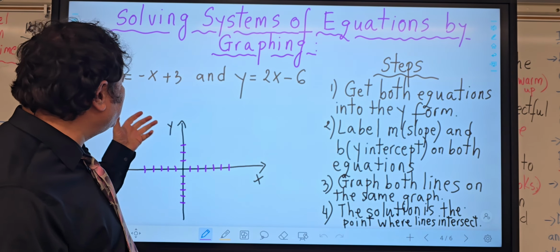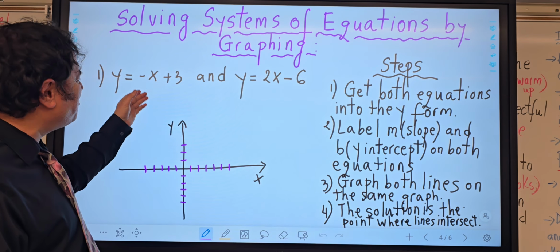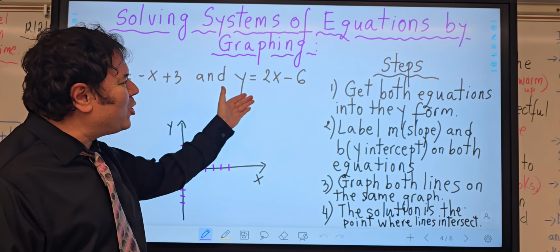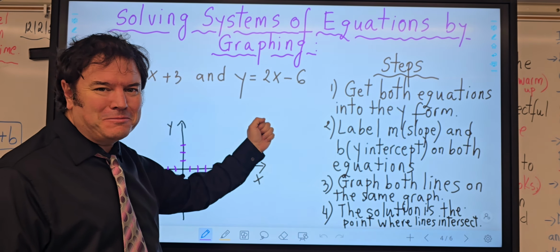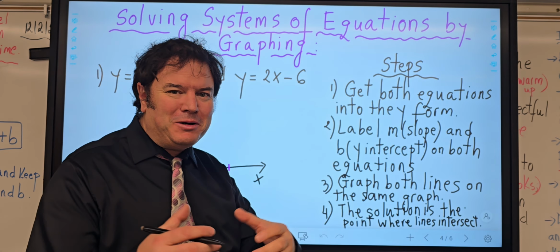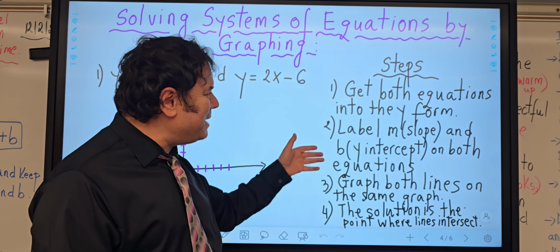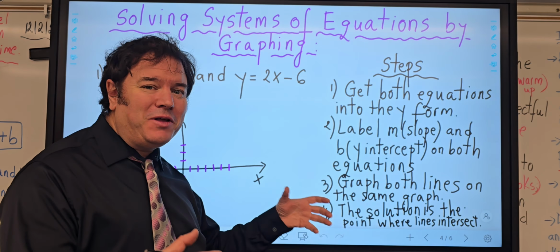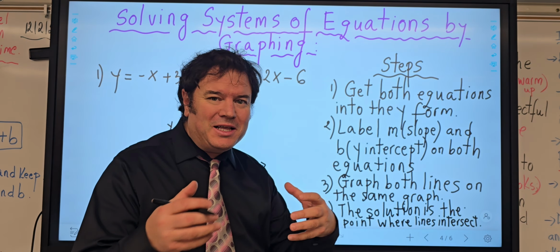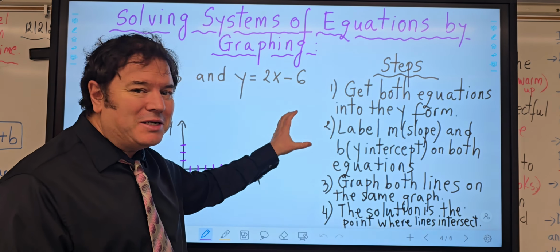So take a look at the first example here. We have y equals negative x plus 3, and the second equation we have y equals 2x minus 6. Remember when we did graphing linear equations, we had to follow some steps. So similarly to graphing linear equations, when we graph a system of linear equations and then find the solution, we are going to do similar steps.